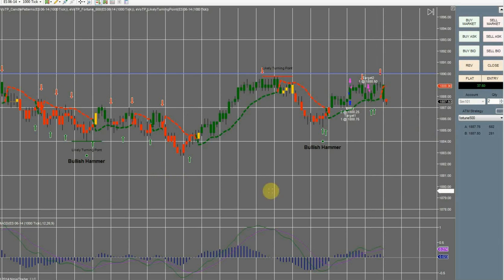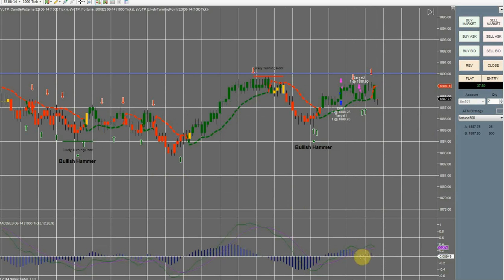Alright, we have another trade setting up here. MACD is about to cross any moment now. We've had a nice up movement here, and we're expecting a downwards movement to come up next.